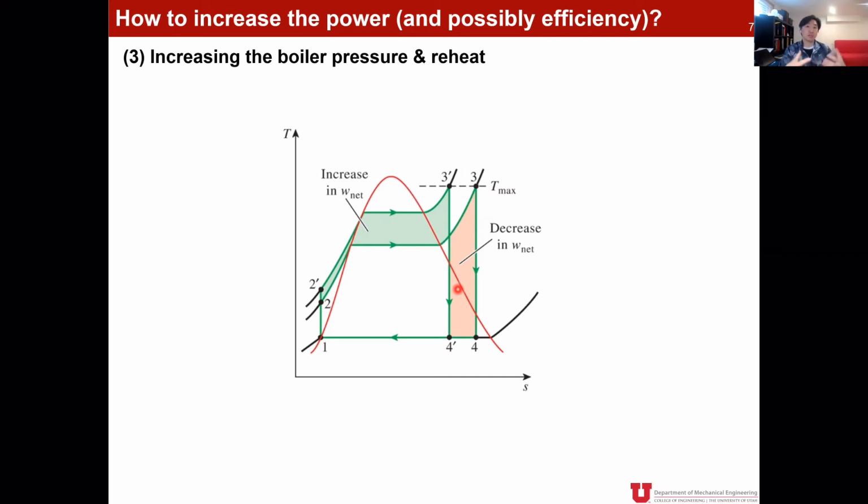We have talked about the three possible ways, and yes, we have to consider all three of these ways in the Rankine cycle to increase the net power. But how about the thermal efficiency?